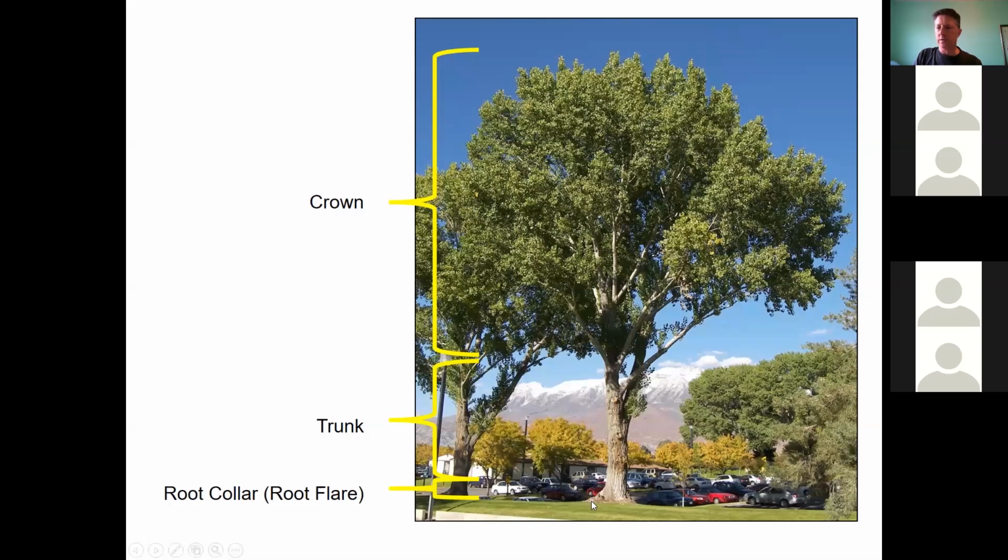Because trees don't adapt well. They don't have good mechanisms to deal with the root system being planted deeper than where it wants to have the root system.